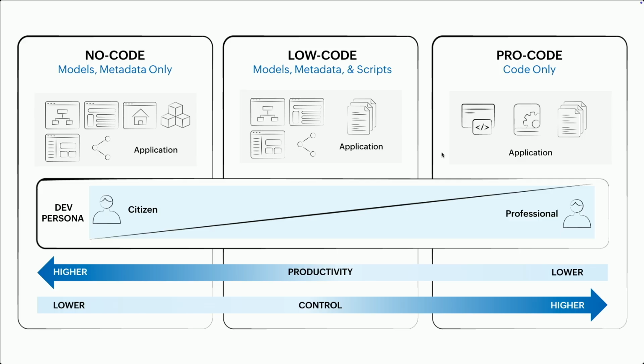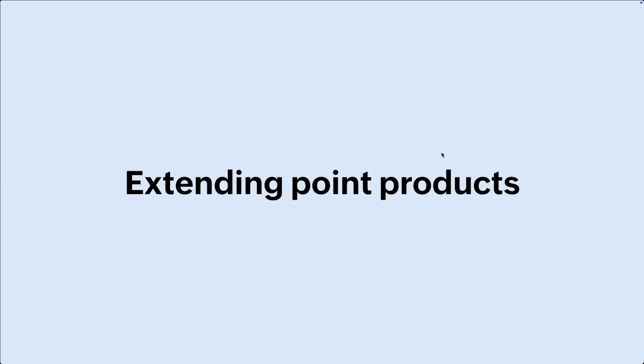And on the pro code side of things, when you need something truly custom, you want full control. And as you can imagine, the easier it is to build something, the less control you have. The more complicated it is to build something, it'll take longer, but you have a lot more control. So you just got to figure out what is the right tool for the right job, which I'll touch on a little bit at the end.